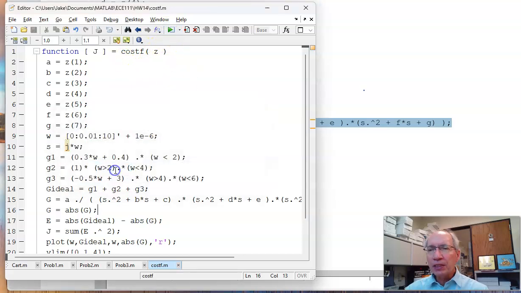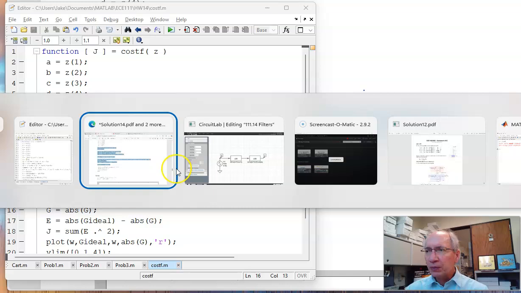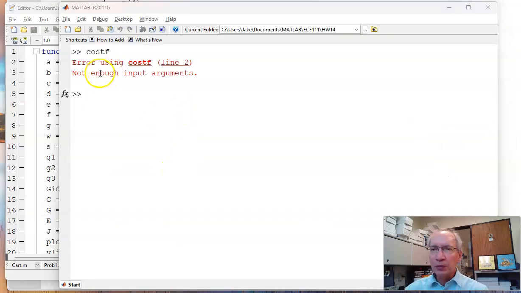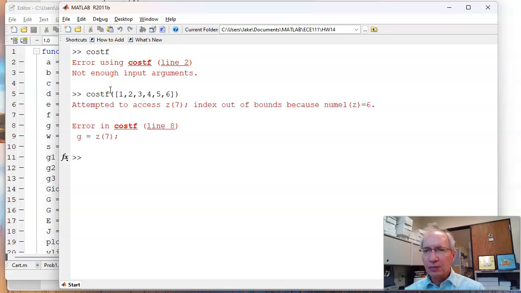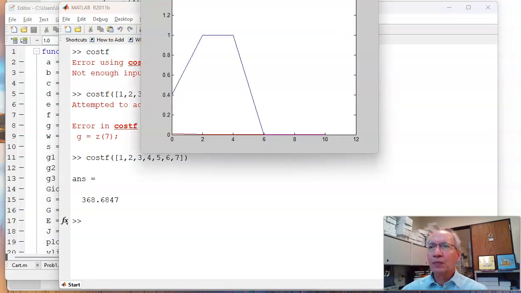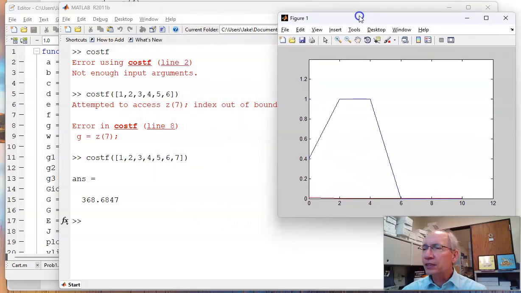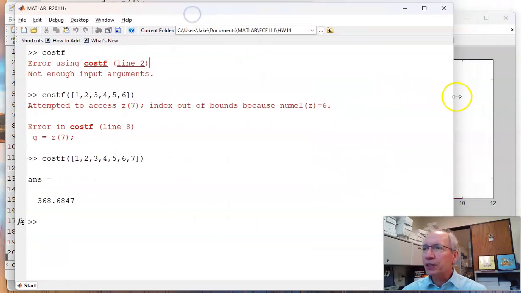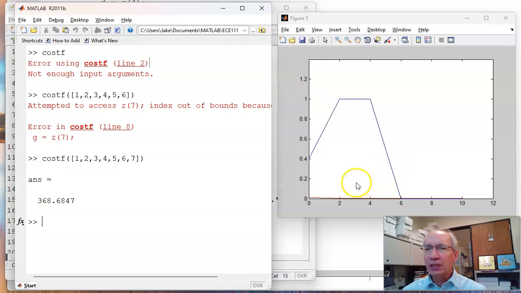If I try running it, I'll get an error message. You can't run functions, but you can call them. So there's my error. Let's try cost f of 1, 2, 3, 4, 5, 6, 7. So what I wound up with is the blue line is what the gain versus frequency should be. The red line is what the number 1, 2, 3, 4, 5, 6, 7 gives. The number 368 is how good my filter is. The sum squared error is 368.